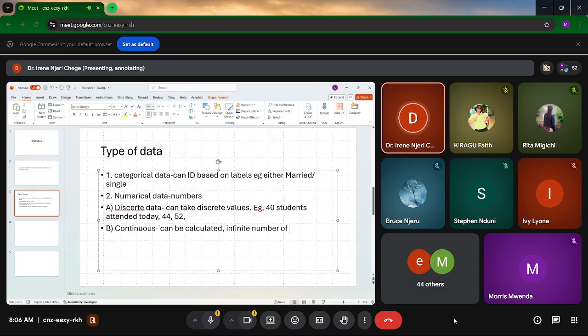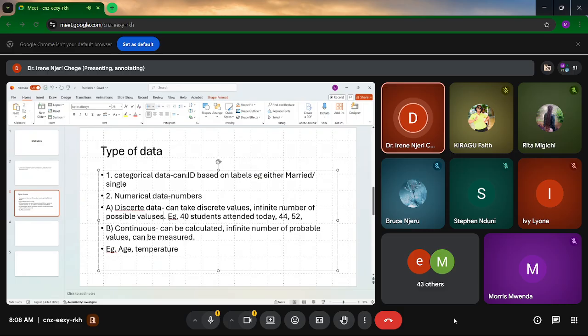Categorical data: are you married, are you single, or are you Kikuyu, or are you Maasai? It's a label. Are you blood group A or blood group O, positive, something like that. Numerical values are numbers, discrete and continuous values. So I hope you had done that in your statistics. You'll collect data on two types, categorical and numerical values, depending on the study you are doing.